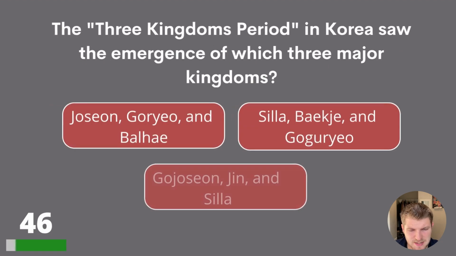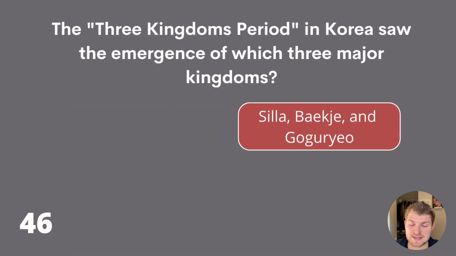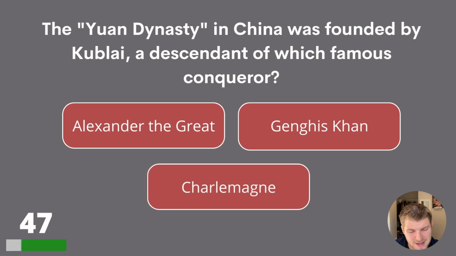Question 46. The Three Kingdoms period in Korea saw the emergence of which three major kingdoms? Joseon, Goryeo, and Balhae, Silla, Baekje, and Goguryeo, or Gojoseon, Jin, and Silla? The answer is Silla, Baekje, and Goguryeo. Apologies for mispronunciations there. Here's 47.